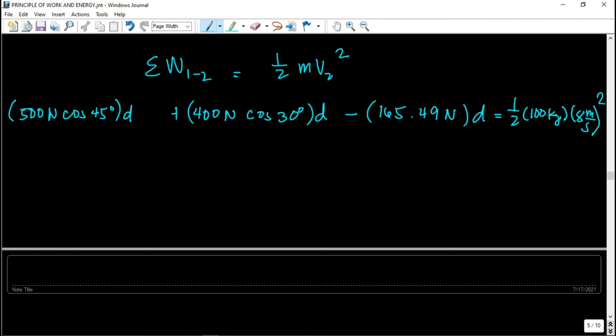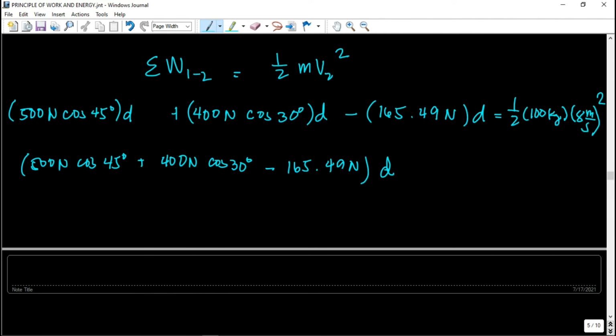Let's combine them: 500 newtons cosine 45 degrees plus 400 newtons cosine 30 degrees minus 165.49 newtons. We factor out D since it is common. Then 1/2 times 100. Let's compute this so it's already in terms of newtons: 0.5 times 100, you can use your scientific calculator, times 8 meters per second, squared. That gives 3,200.